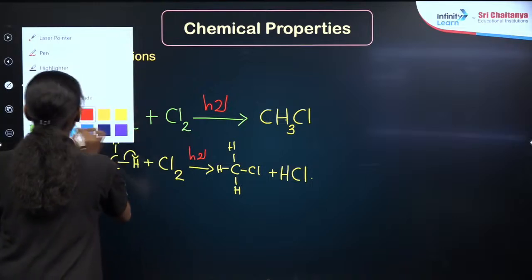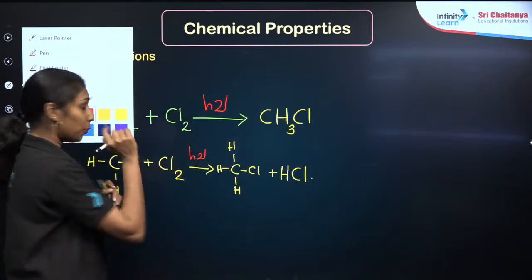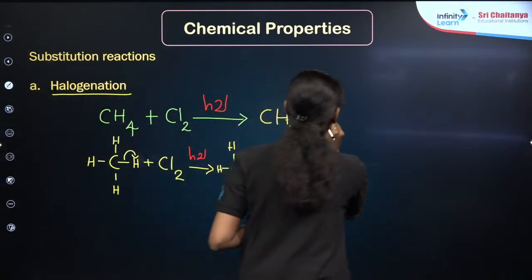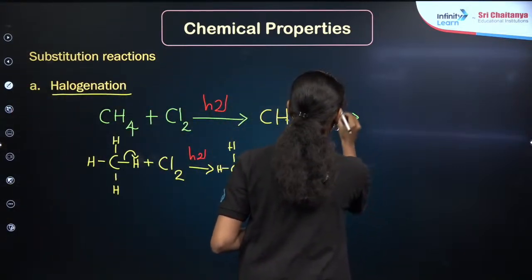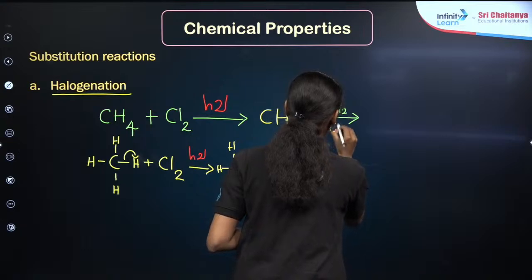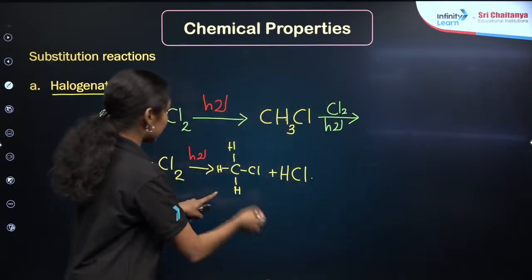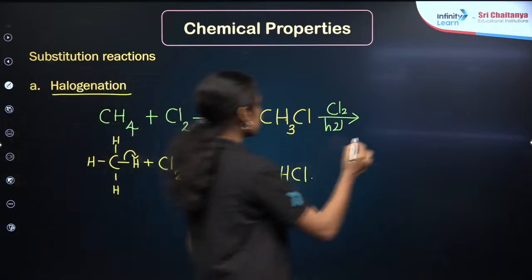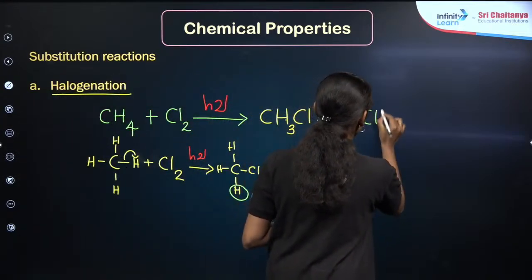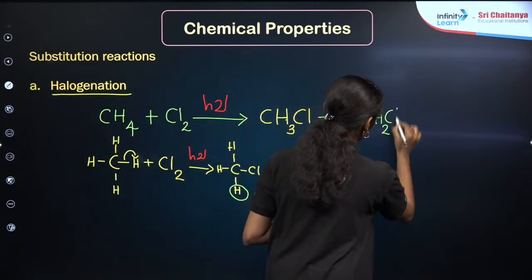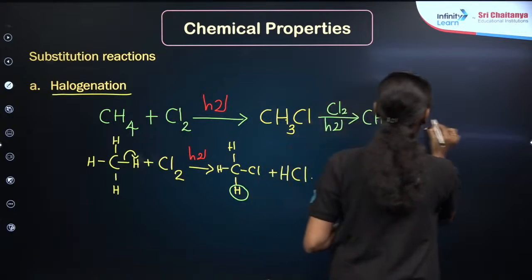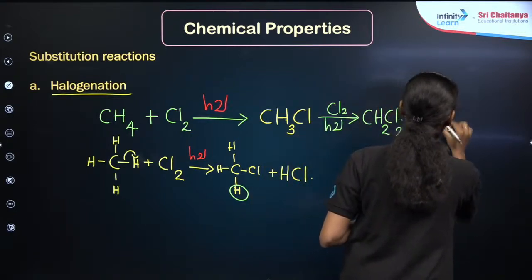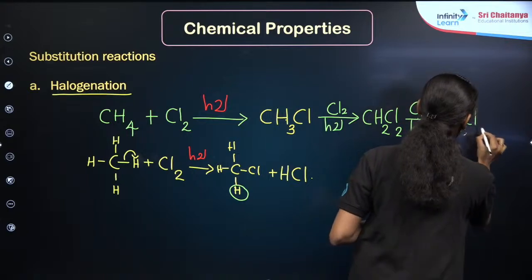So, we may think that this will be our product. In this particular reaction, the process continues. If I take chlorine again in the presence of H nu, what will happen? One of the remaining hydrogens goes with the chlorine to form HCl, and it will form CH2Cl2. Then again another chlorine forms CHCl3.